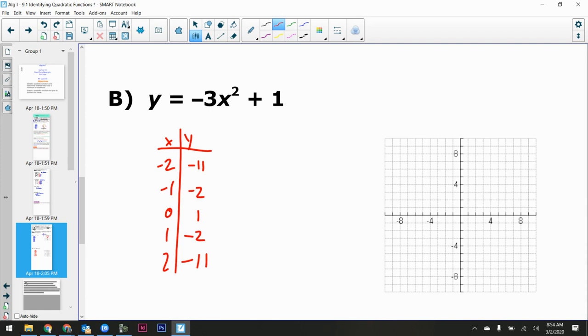Okay, so now I go to graph. -2 comma -11. Sure. My graph only goes down to 10, but that's okay. Does your graph go? Okay. -1, -2. 0 comma 1, 1 comma negative 2, 2 comma.